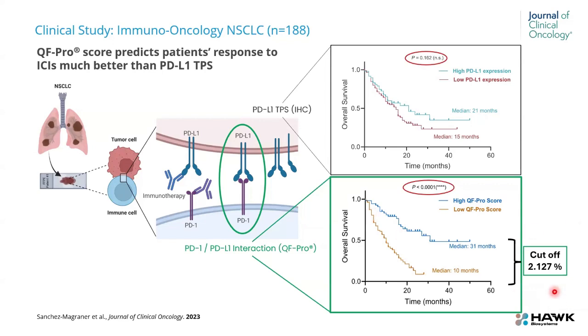And critically, because we got a cohort of 188 patients, we could generate this cutoff value. So 2.1% was the QFPro value. All those patients above that number would have to go to immunotherapy. Those underneath that value would have to go to other types of therapies.